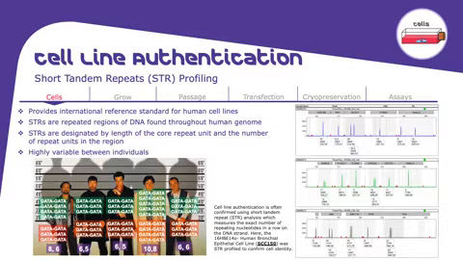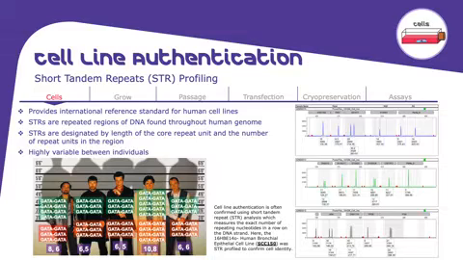The cell authentication is done by STR profiling, which stands for short tandem repeats, and as you probably know, it's the international reference standard for human cell lines. Here on the image you can see what the STR profiling looks like. STRs are repeated regions of DNA found throughout the human genome, and they have really high variability between individuals.